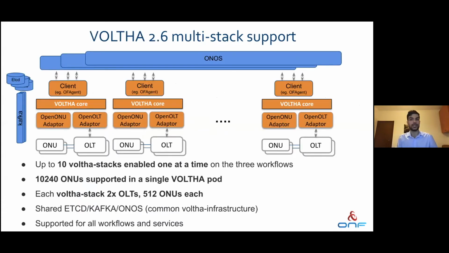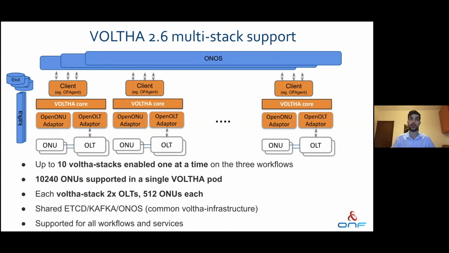The other key feature for scalability and production deployments that was brought in 2.6 is multi-stack support. Up until now, we focused on single stack performance. But single stack performance was achieved, 1024 was our target for a single stack, so we achieved that. But then we need to go to a lot more ONUs in a single pod.